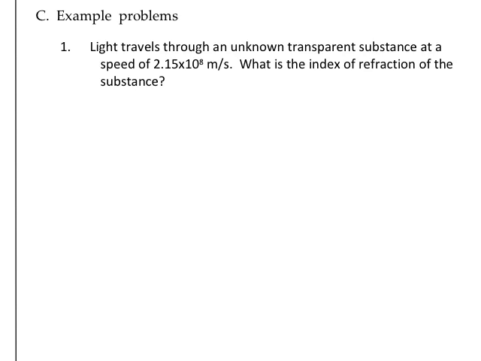So we're going to start out with light traveling through an unknown transparent substance at a speed of 2.15 times 10 to the 8th meters per second, and we're interested in the index of refraction for that particular material. So when we see index of refraction, we're going to need to know the n value. So my formula looks like this. I'm going to say c over v.